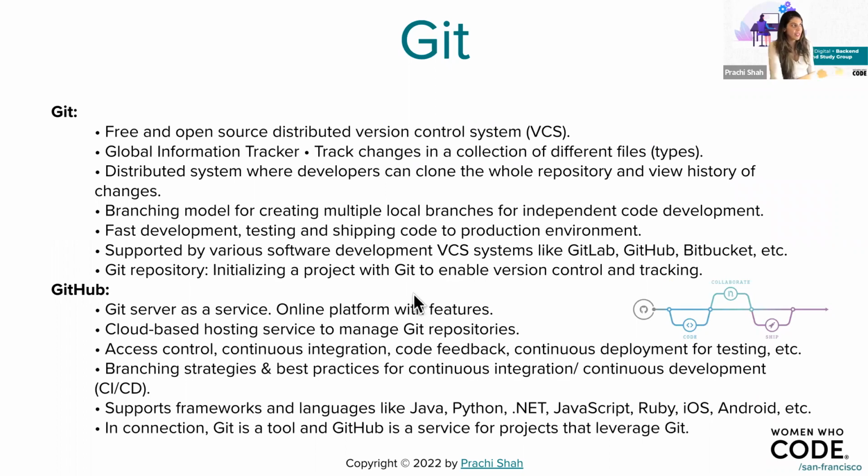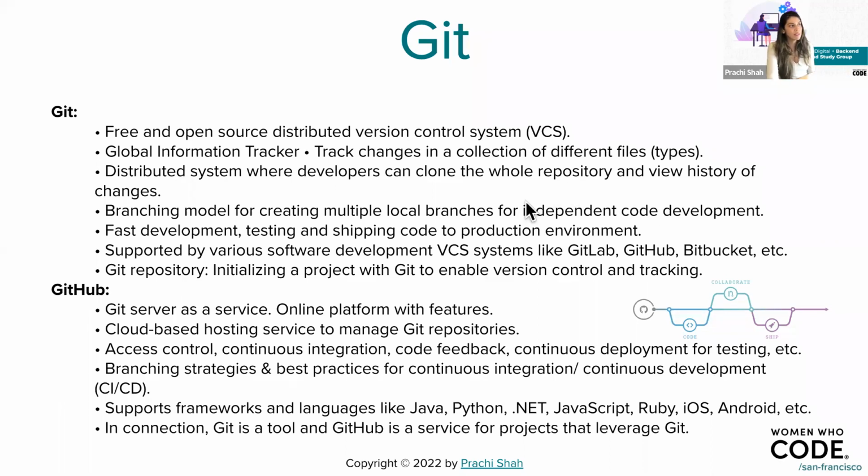So Git is basically a free and open source distributed version control system. It has a global information tracker, which tracks changes in a collection of different files. Different files, meaning it can be a Java file or a PHP file, if your project uses different technologies, and those will correspond to different files. It can help you manage all sorts of files in a particular project.